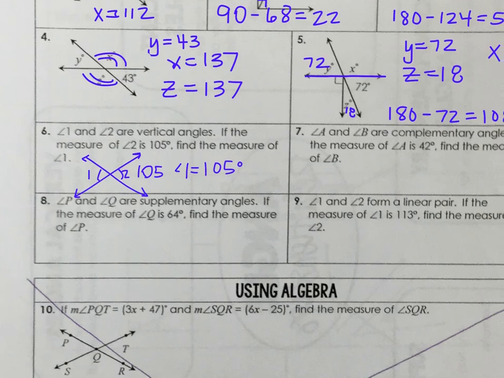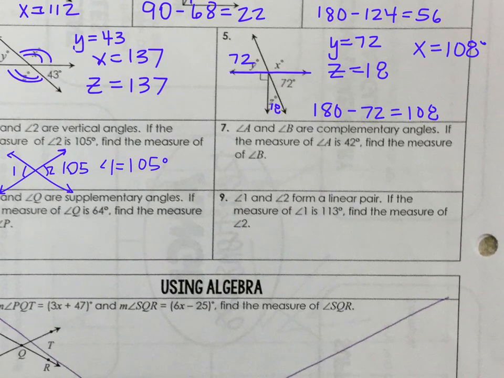Number 7, angle A and B are complementary angles. Complementary means they add up to 90. So we draw our angle, and we got A and B. It says that A is 42. So we're looking for B. We say 90 minus 42. That gives us a 48. So B equals 48 degrees.